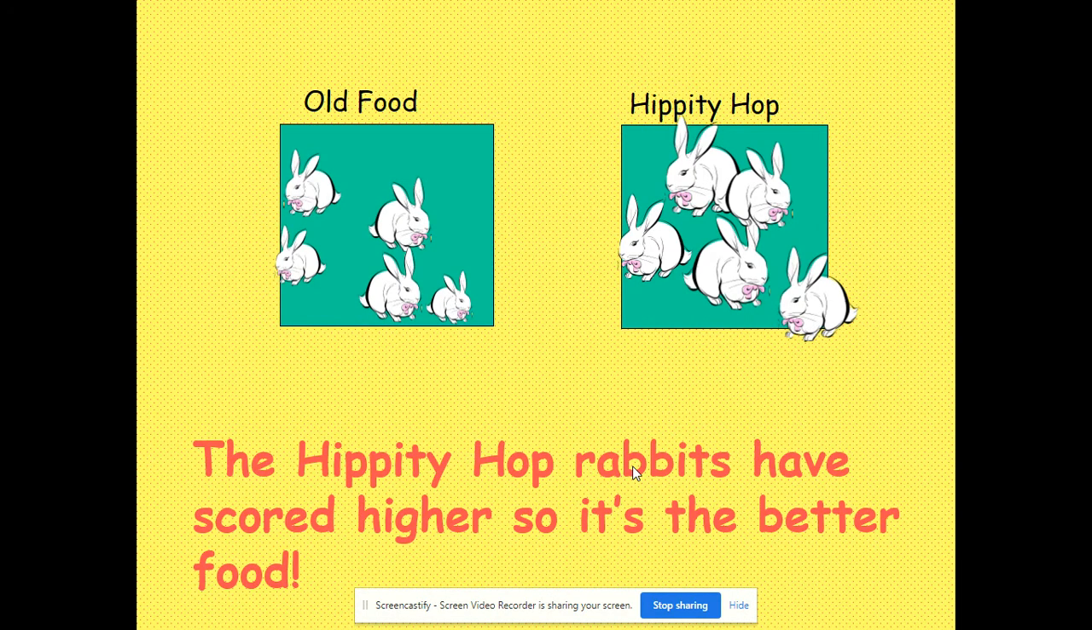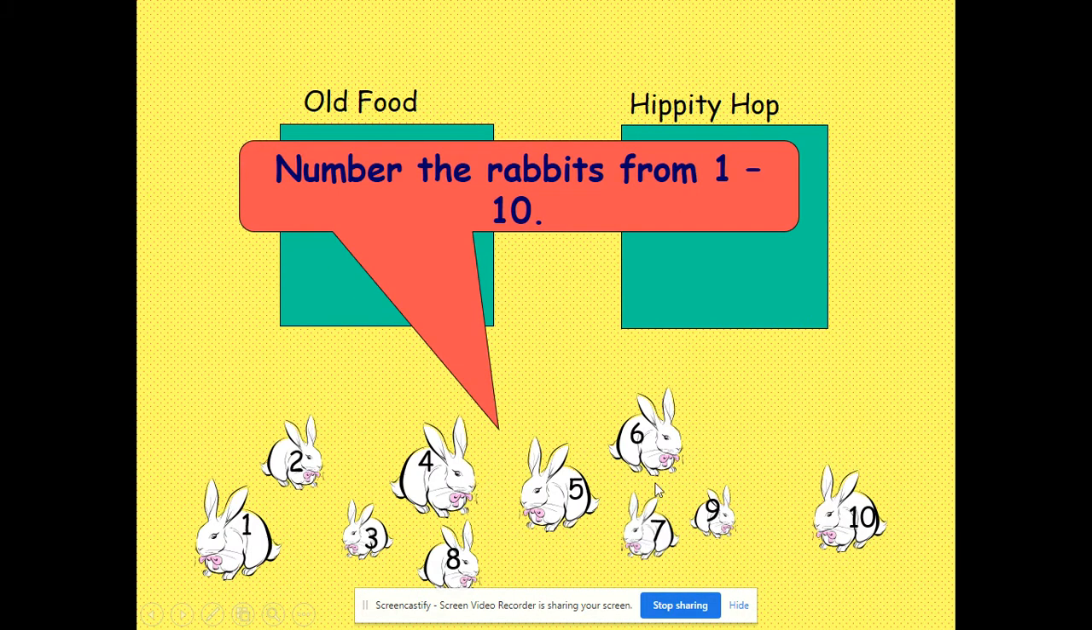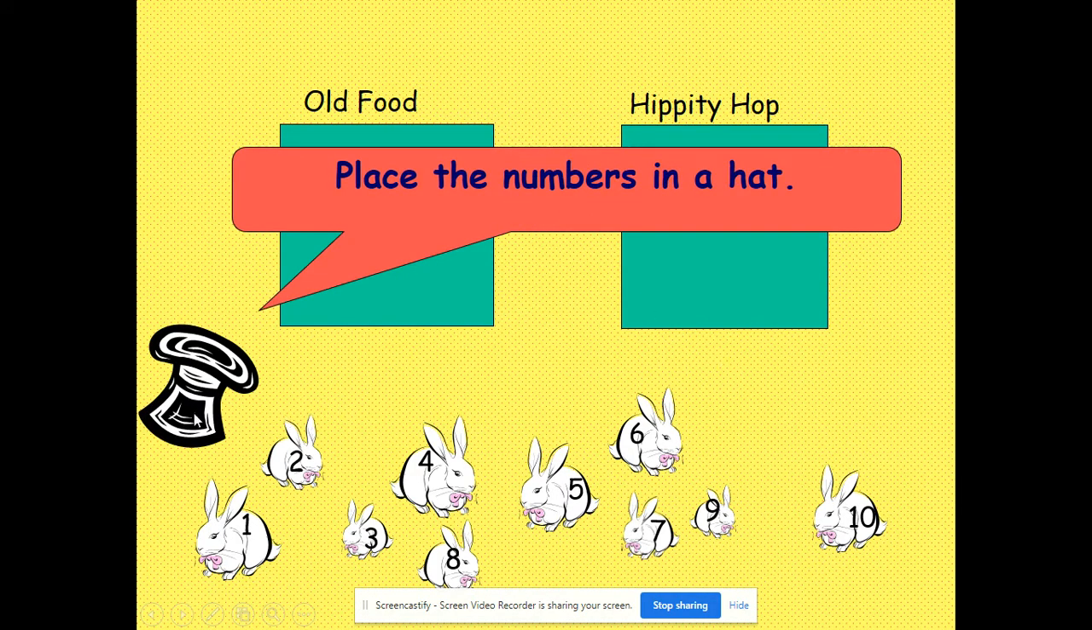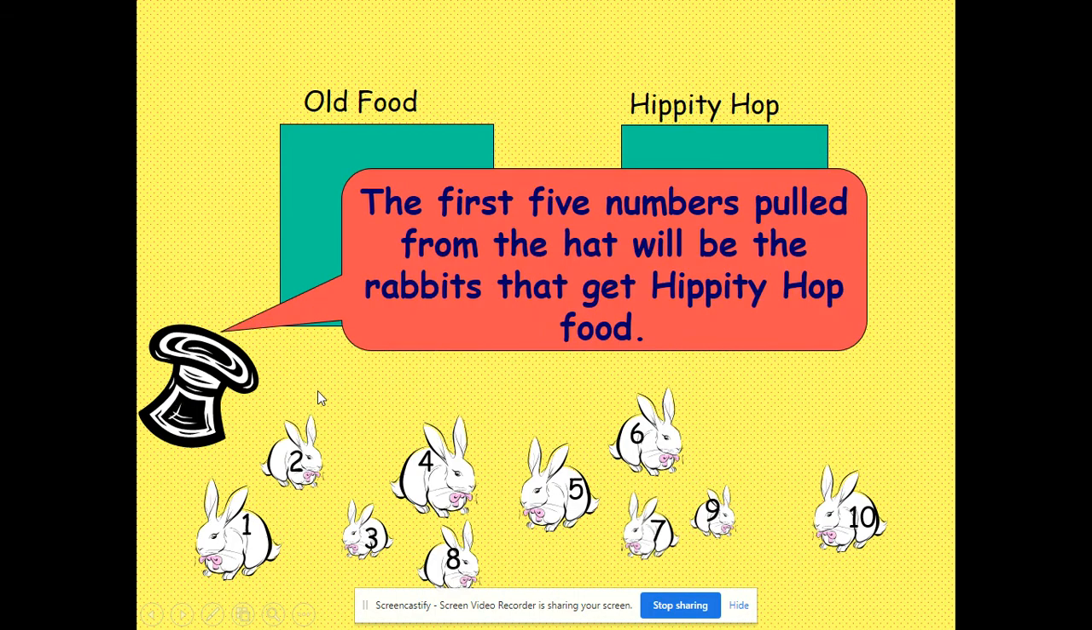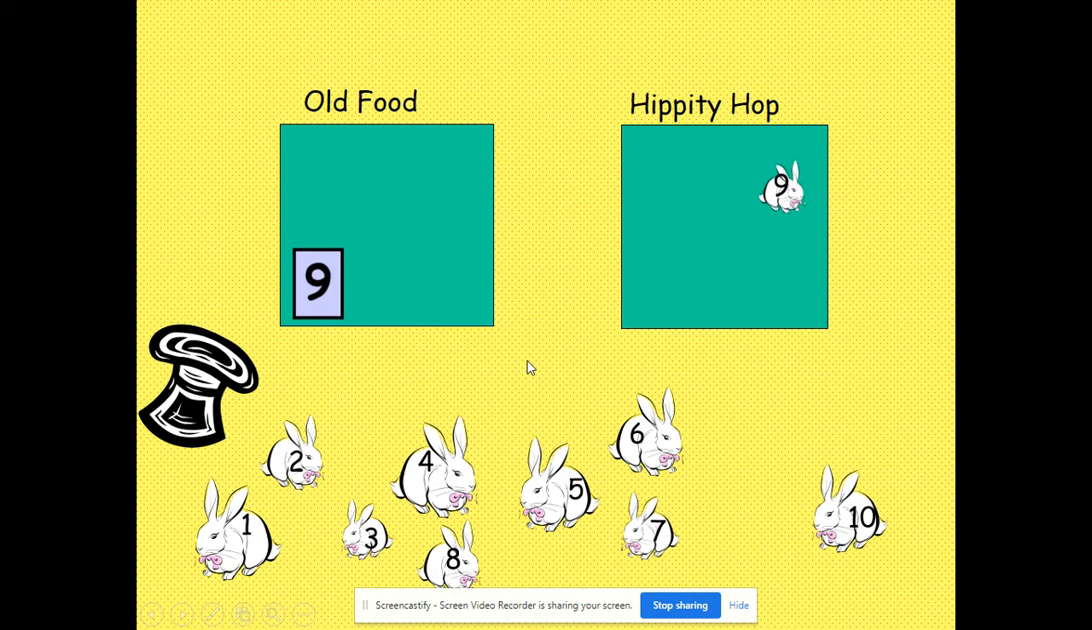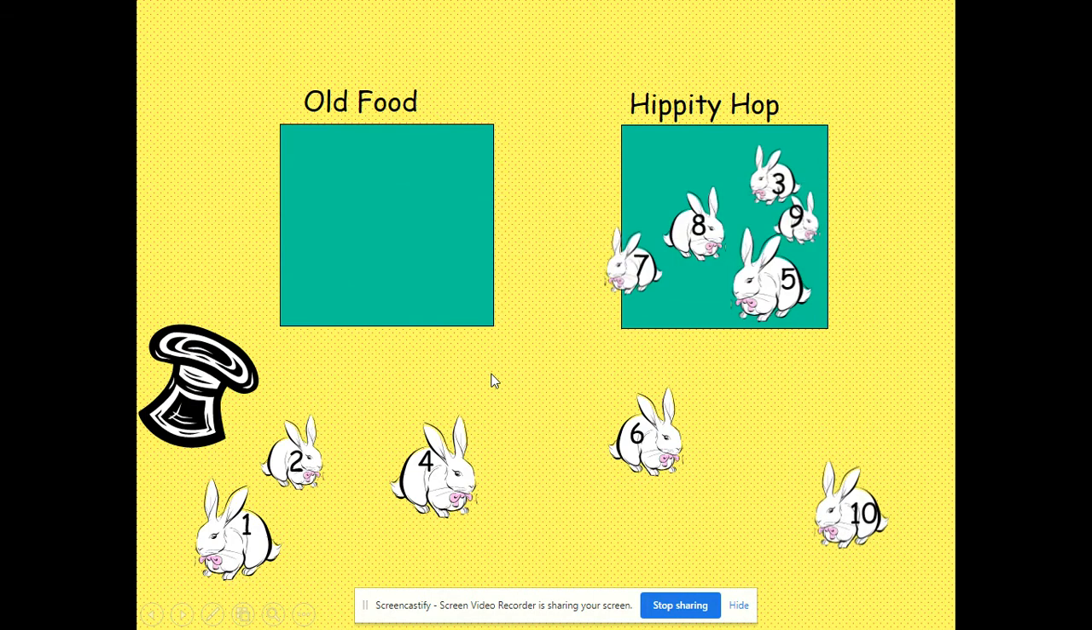So what would have been a better way to do this? One word: I definitely need to pick which group they're in randomly. I could line them up in some order if I wanted to, give them each a number, give them each a name, I don't care. And then go through the randomization process, like a random number table or anything that we've done, or place them in a hat. The first 5 numbers pulled from the hat will get the Hippity Hop food, the rest of them get the old rabbit food. Do you see any issues with that? No, because I mixed them up, I've taken the first 5, I can draw out the next 5, but I don't need to.